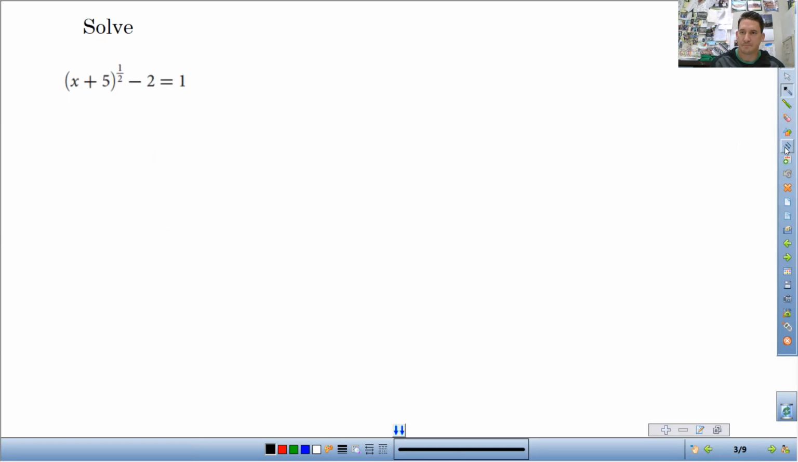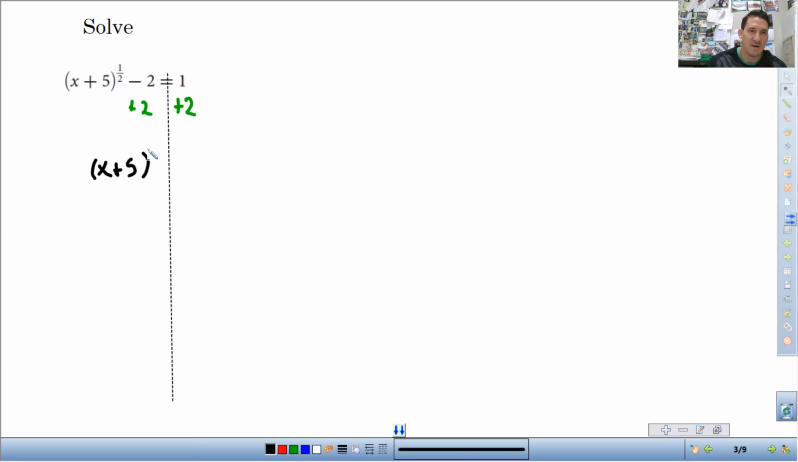All right, let's look at another example. So here, using different notation. So remember with the fractional exponents, the 1/2 power is the same thing as a square root. So we're going to talk about that in a second. Let's take care of this 2 first, since it's outside of the parentheses, outside of the square root. I'm going to start by adding 2 to both sides. So I get x plus 5 to the 1/2 is equal to 3.